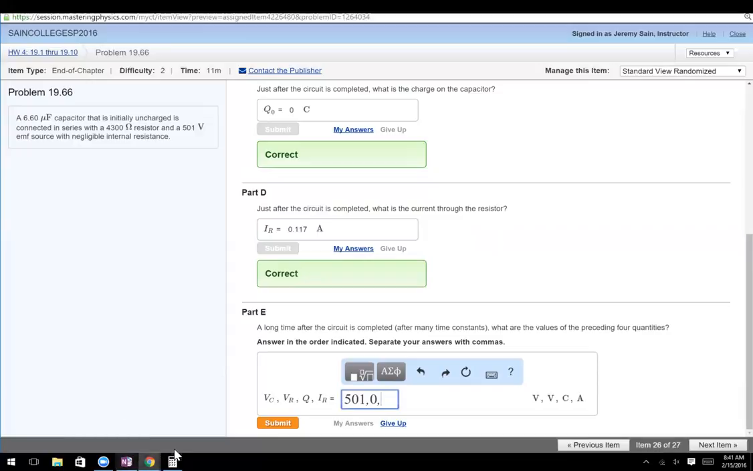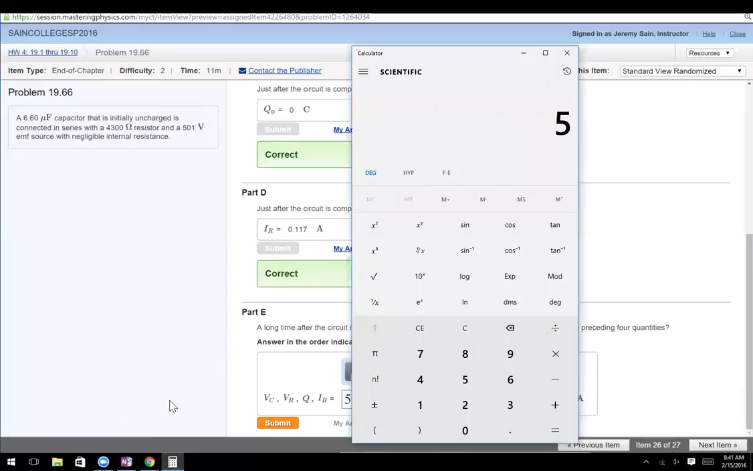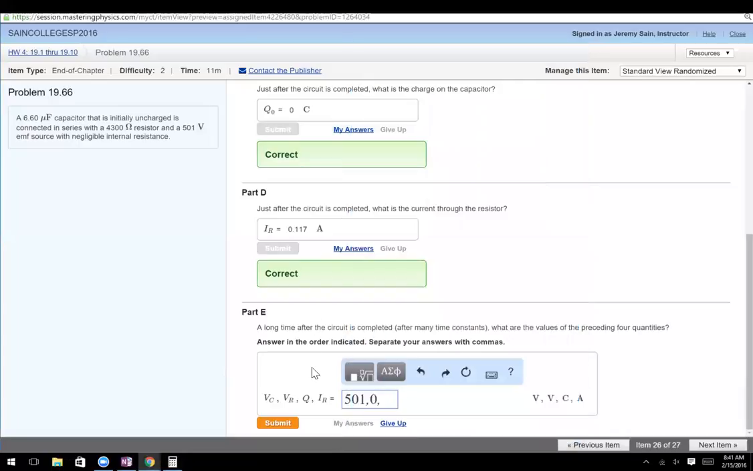So 501 times 6.6 times 10 to the minus 6 is 3.31 times 10 to the minus 3. And then the current in the long run stops flowing, so that's 0.